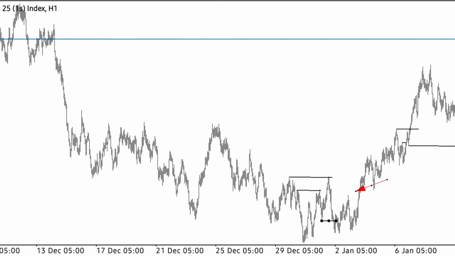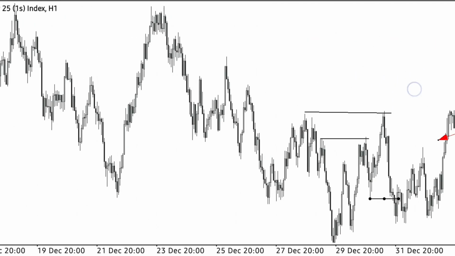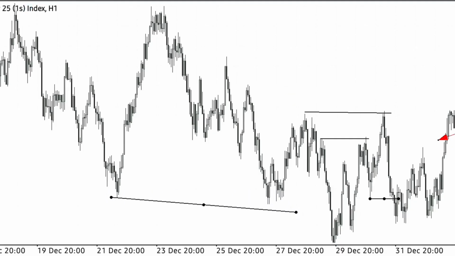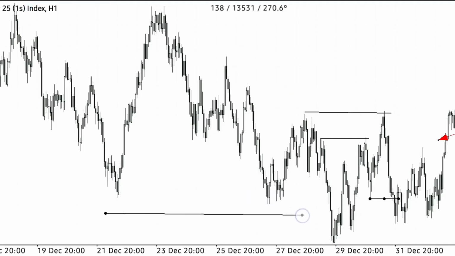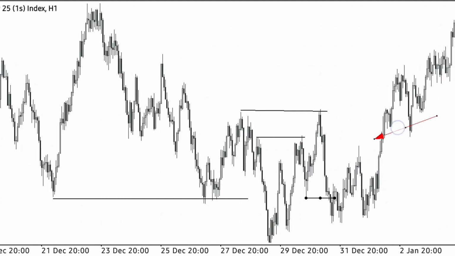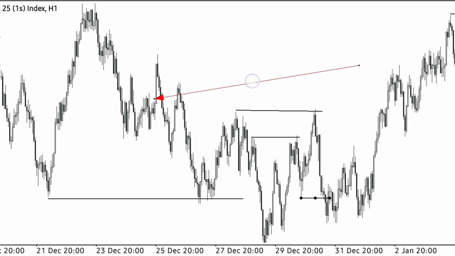So yes, we have the break of structure to the downside. Let's watch out what happened here. This is a break of structure to the downside. And looking at this particular formation, our first break of structure is around this area. This is our first break of structure.